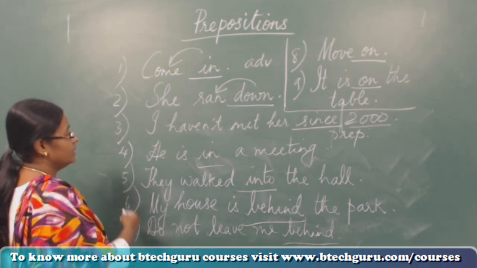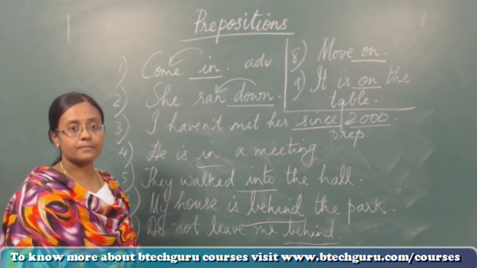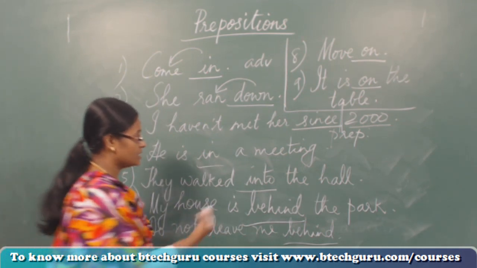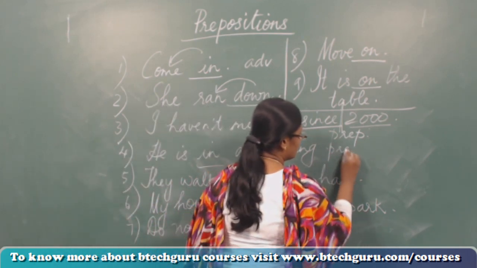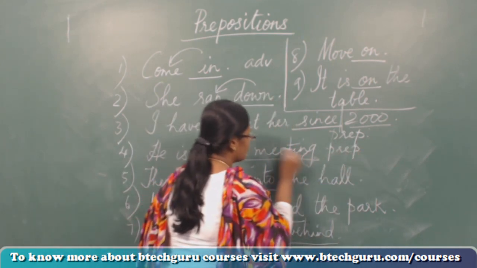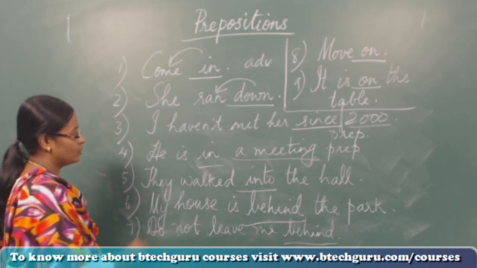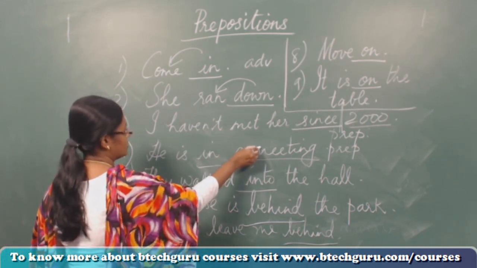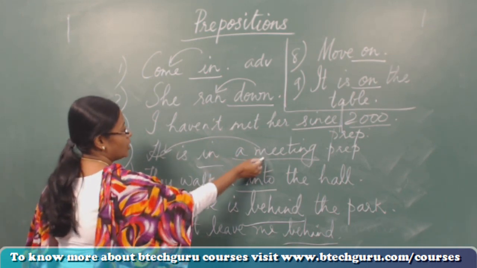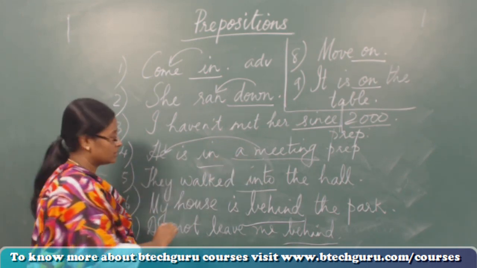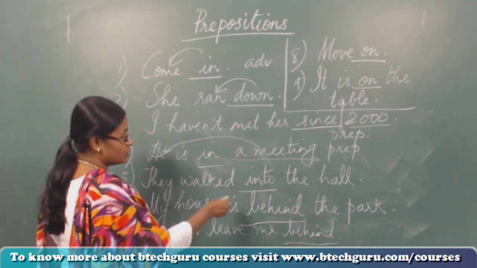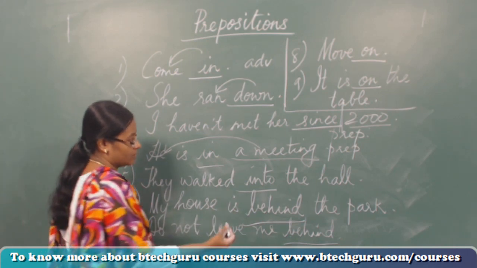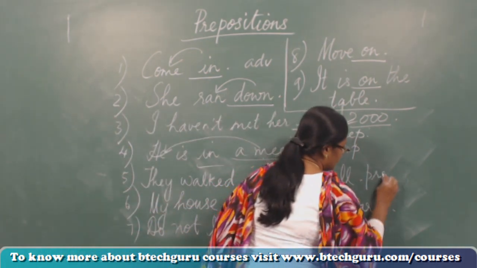Okay. He is in a meeting. In is a preposition. Meeting is a noun. Where is he? He is in. It connects a noun and a pronoun. See, they walked into the hall. Into is a preposition.